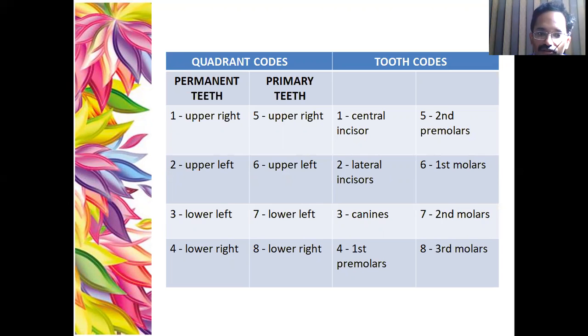The first number, that's the quadrant, 1 represents the upper right quadrant, 2 upper left, 3 lower left, and 4 lower right. It is the same for the primary teeth, but with the numbers 5, 6, 7, 8. Coming to the tooth codes, central incisors are 1, lateral incisors are 2, canine 3, first premolar 4, second premolar 5, first molar 6, second molar 7, and third molar 8.